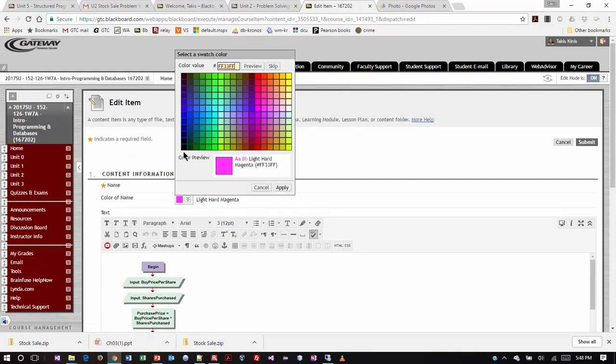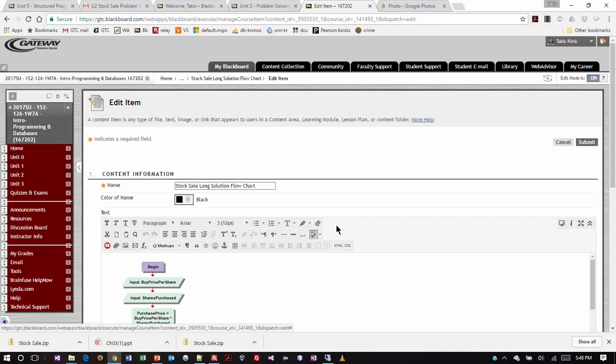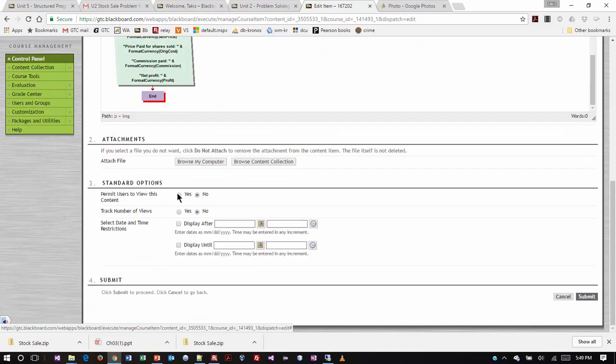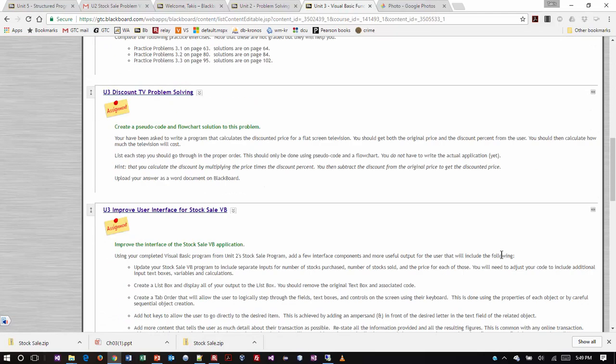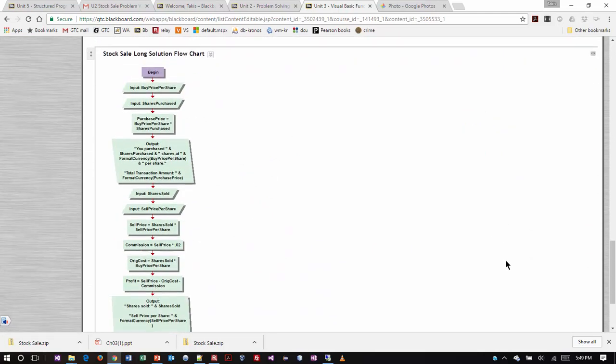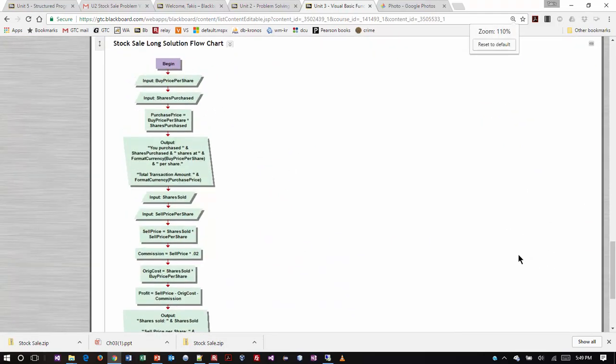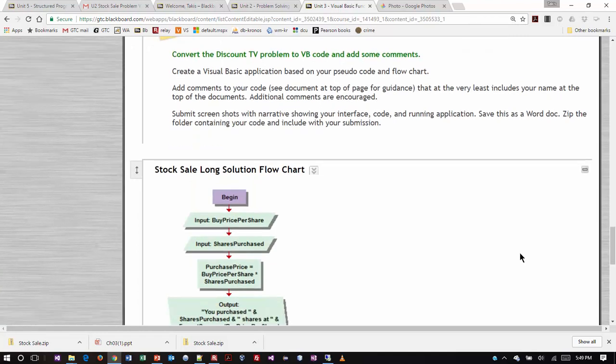Now this isn't something that you have to create and submit. I'm basically telling you this is already solved, so I'm showing you the solution, and then we're going to adjust our program to match this flowchart. So let me just flip the switch here, make it active. And now if you're at the very bottom of the Unit 3 folder, you'll see this flowchart.